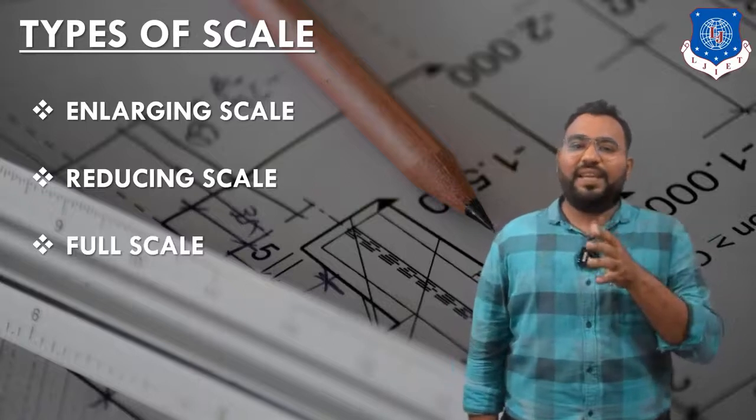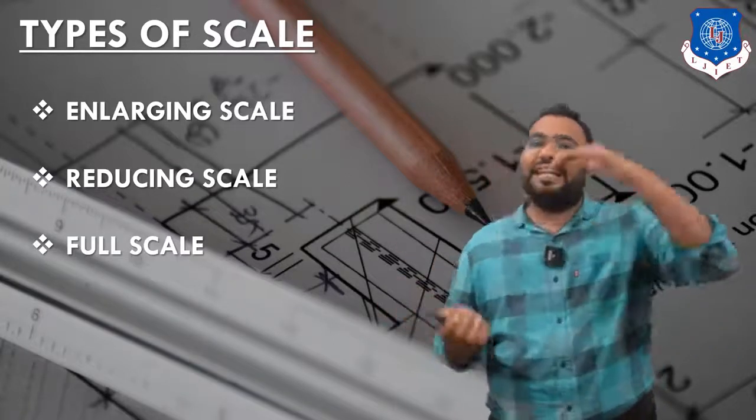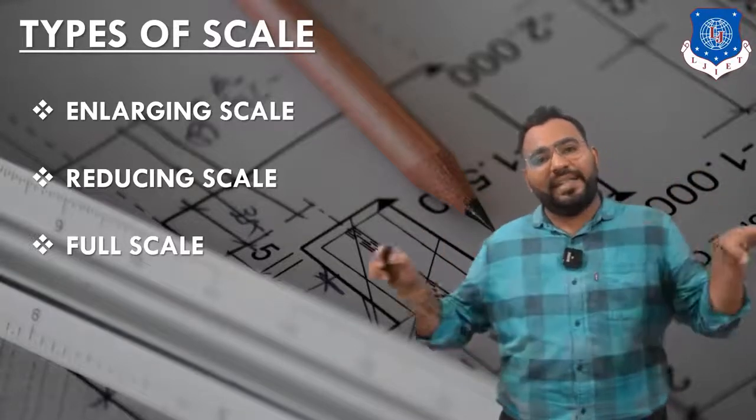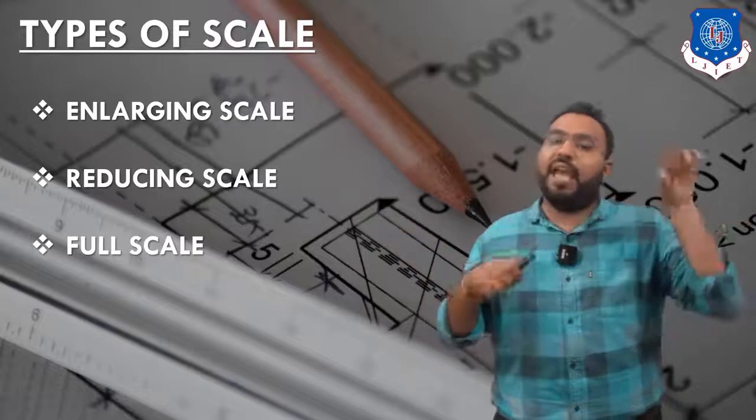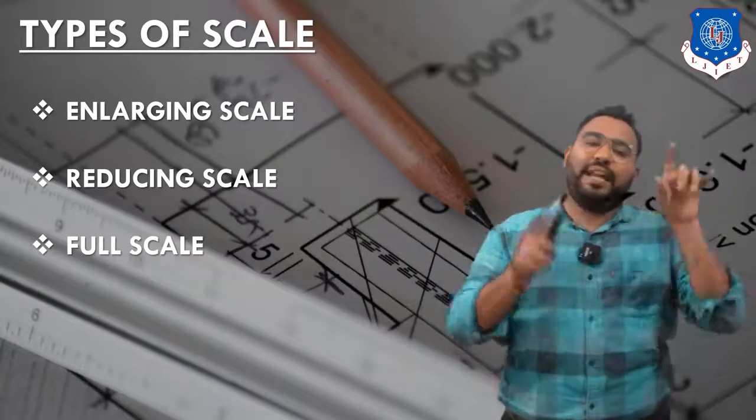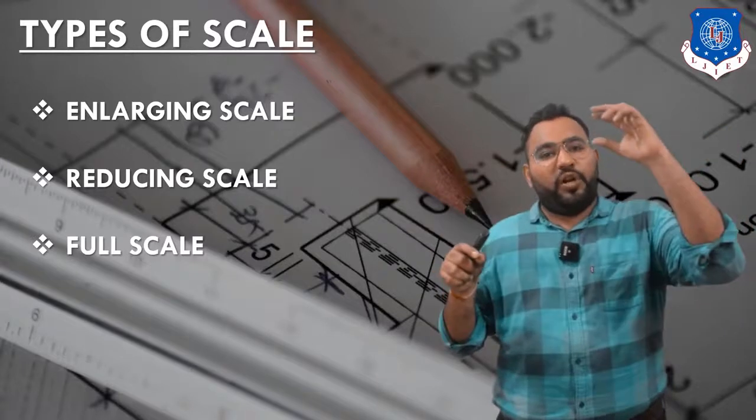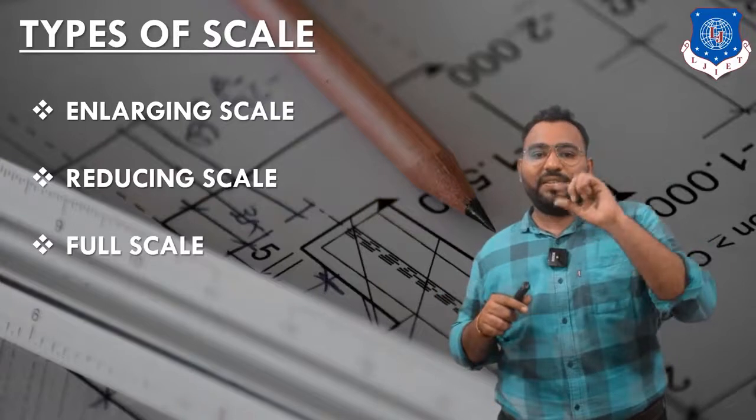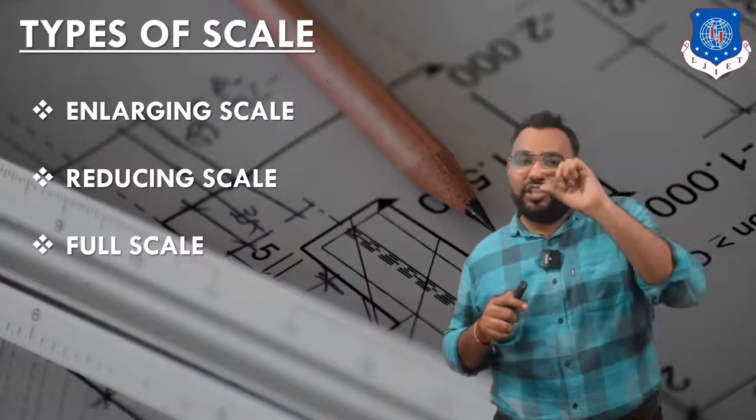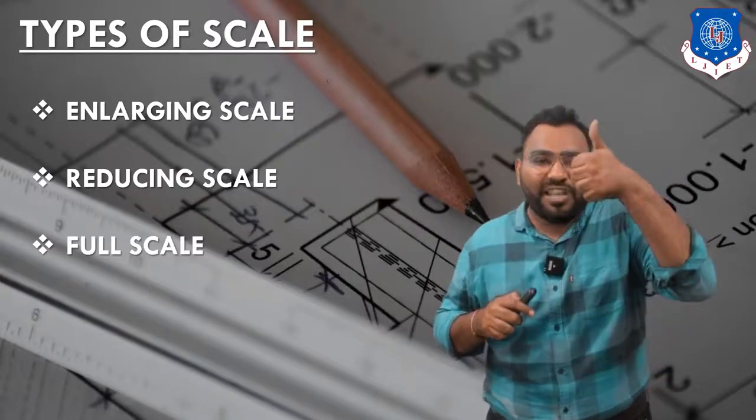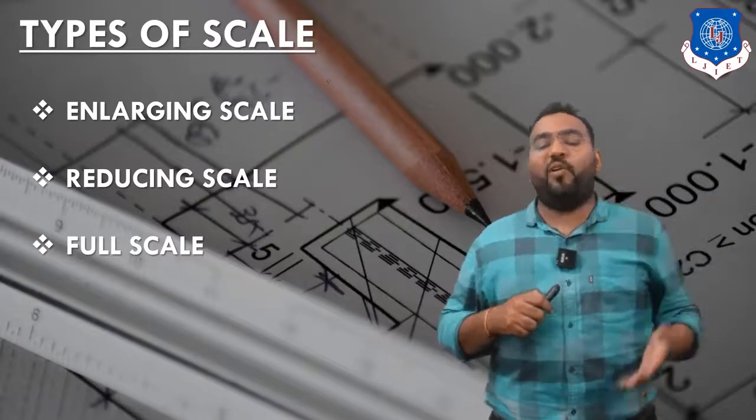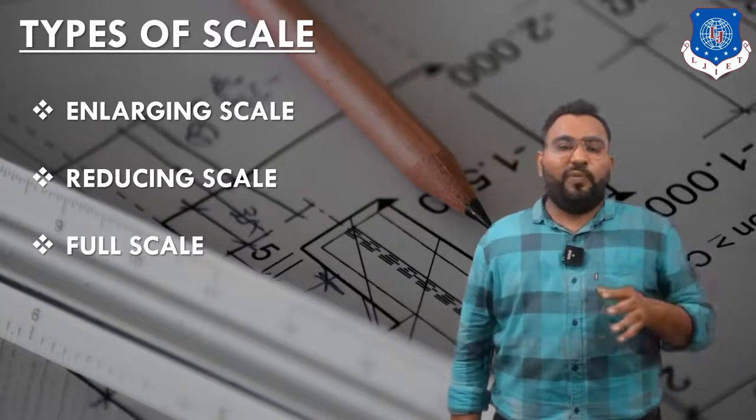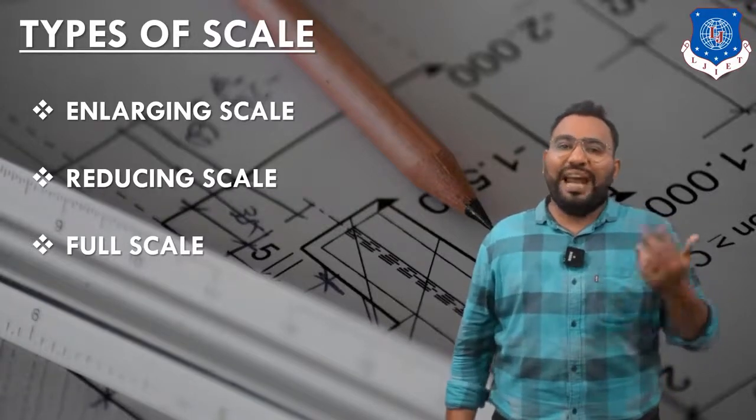Now as the name suggests, here the actual dimension and the drawing dimension both are the same. Let's say I have some line of 10 centimeter, the actual dimension is 10 centimeter, and I am also going to draw this line by 10 centimeter in the drawing book. So the drawing dimension and actual dimension both are the same. So scale is equal to drawing dimension upon actual dimension. The drawing dimension is 10 centimeter and the actual dimension is also 10 centimeter. So scale will become 1 is to 1. So it is called full scale. And always remember, the value of the ratio of the full scale is always 1, because both are the same.